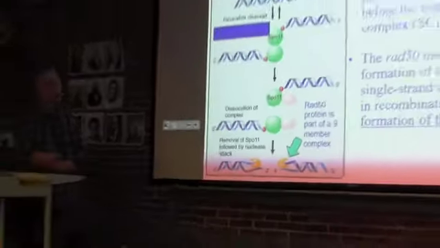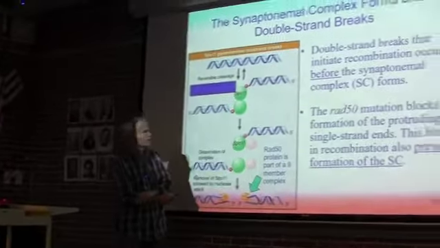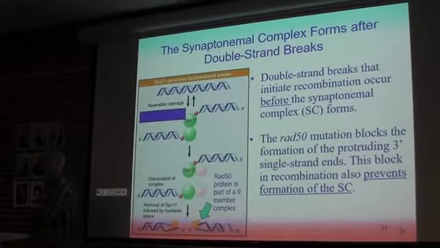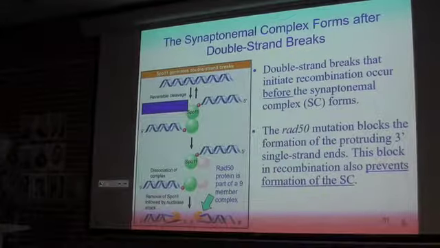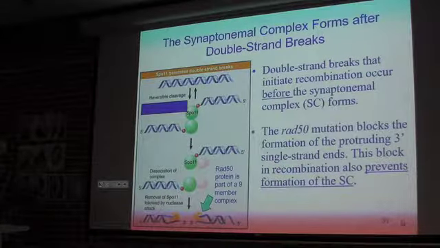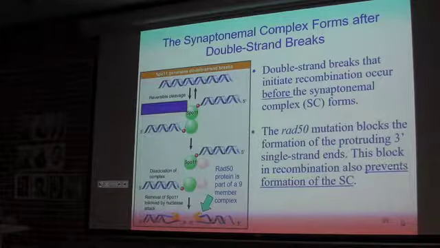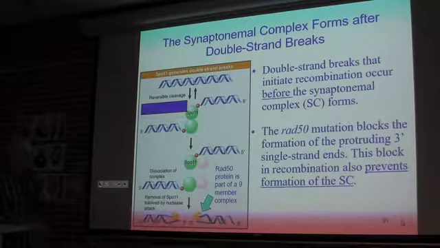If you see RAD as part of the gene name, you know it's a yeast gene. It's named RAD because of radiation. They found it after they UV irradiated the yeast, so it's a radiation-induced mutation in recombination. If you mutate this, you can't trigger the subsequent formation of the synaptonemal complex.